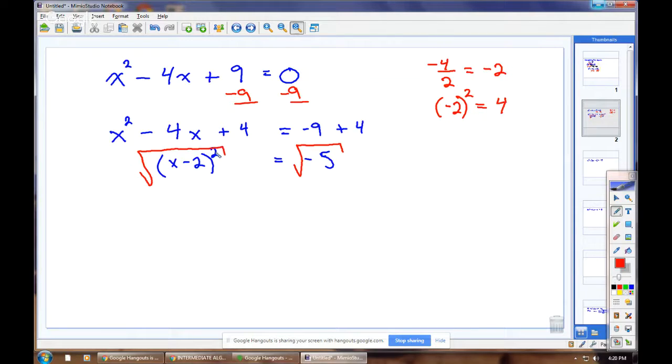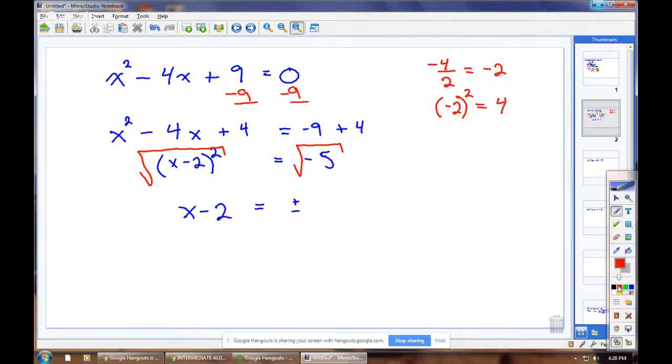Square comes in contact with a square root. They sort of kind of cancel. So that should leave behind an x minus 2. Now the catch is, if you square a number, you lose track of the sign. So we have to compensate for that by putting a note on the other side that it could have been positive or negative. On the other side, I have the square root of -5.